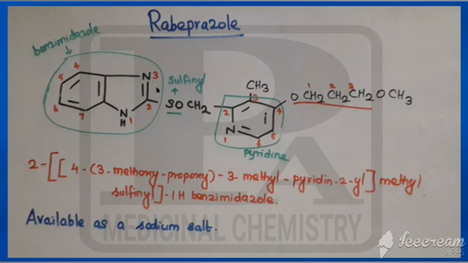So what is the chemical name? Here there is only one substitution in the second position. There is no substitution in the fifth position. That's why 2 open bracket, in that 4, in that 3-methoxypropoxy, then 3-methyl, pyridine-2-yl, methyl sulfinyl, 1H-benzimidazole. It is also available as a sodium salt. That's all about gastric proton pump inhibitors.